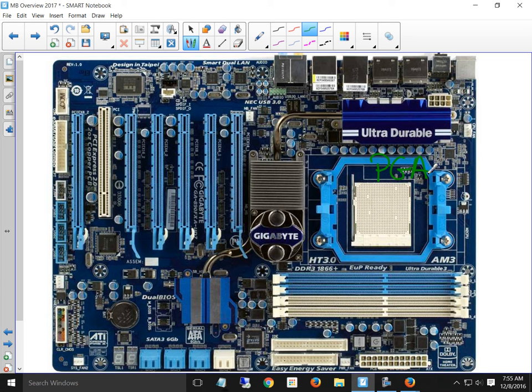AMD has gone back and forth with Intel with who's faster. It's never really gone back and forth with who's a better value. AMD's always cheaper. I'm going to say 90% of the time. I say always, okay?